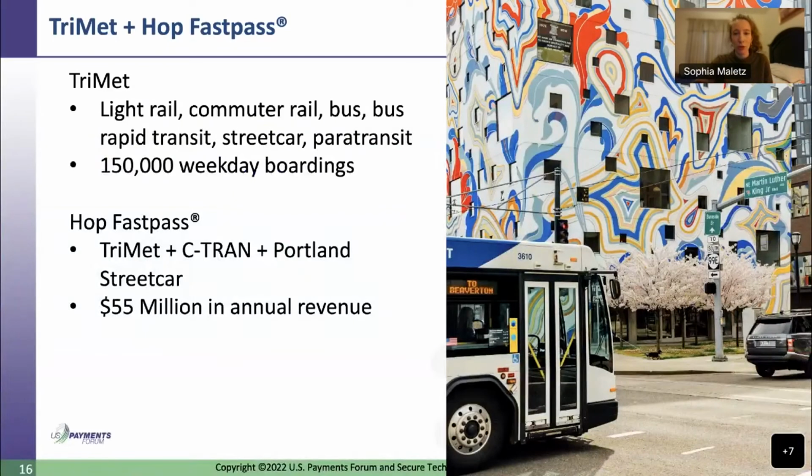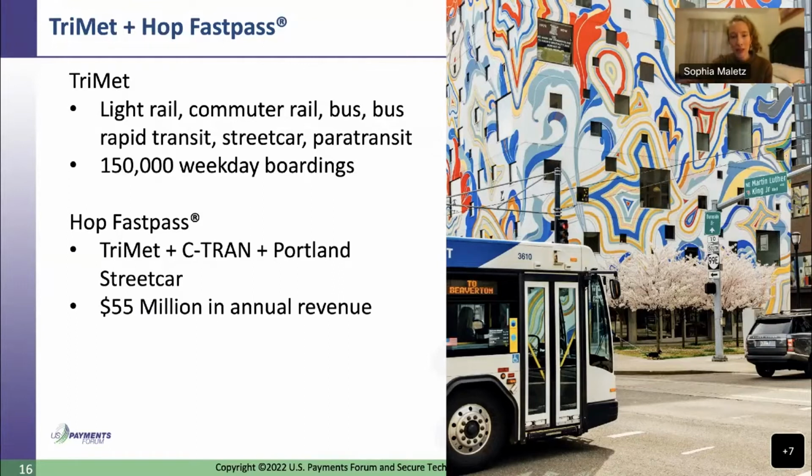So first off, just to introduce TriMet a bit, we're going to dive into the nitty-gritty of public transit operations. TriMet provides light rail, commuter rail, bus rapid transit, as well as paratransit services. And then we also operate the streetcar on behalf of the city of Portland. We're seeing a little bit over 150,000 weekday boardings. That's a significantly depressed number still due to the pandemic, but that number is climbing on a weekly basis.